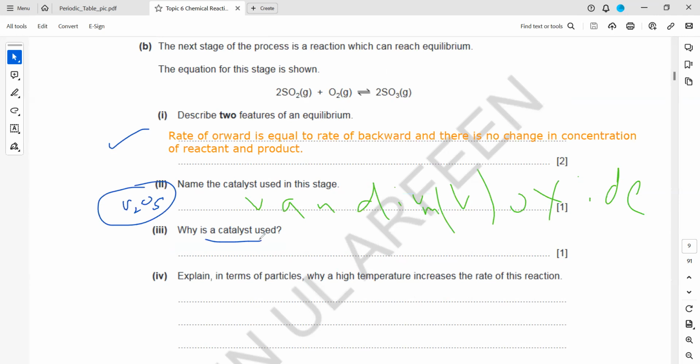Why is the catalyst used? What is the purpose of the catalyst? To speed up the rate of a reaction. Explain in terms of the particles why a high temperature increases the rate of this reaction.